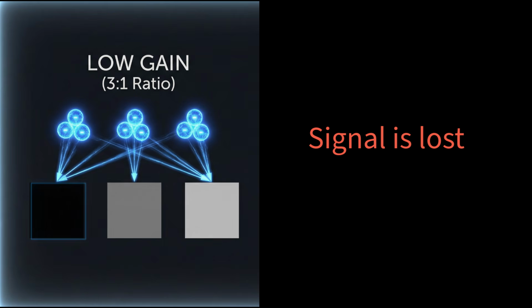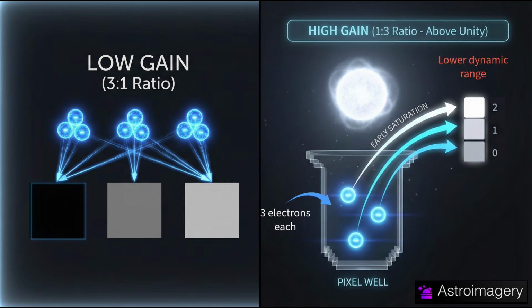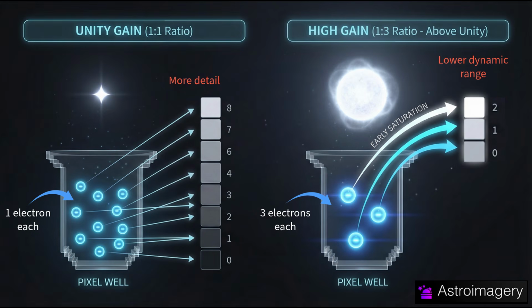Why does unity gain matter? Because below unity gain, you're leaving signal on the table. Above unity gain, you're compressing your dynamic range. Bright stars start to clip. At unity gain, you get the sweet spot. Enough sensitivity to capture faint signal while still preserving detail in brighter areas.